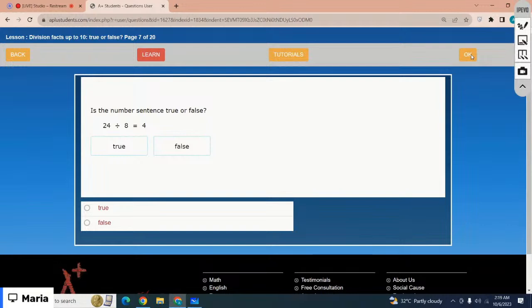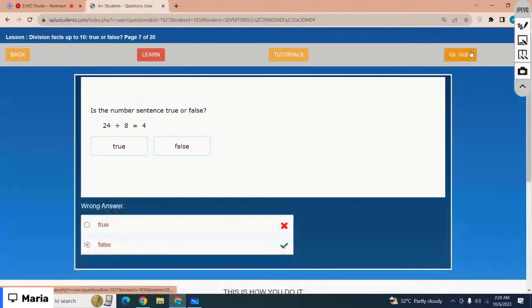Is the number sentence true or false? 24 divided by 8 equals 4. Is it the correct one? The correct option is, I know, it's okay. 8 times 4 is 24. The correct option is true. Very good. I know F is for false and T is for true. Don't worry.